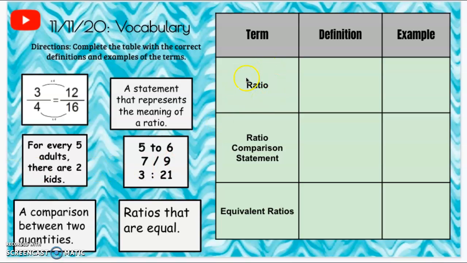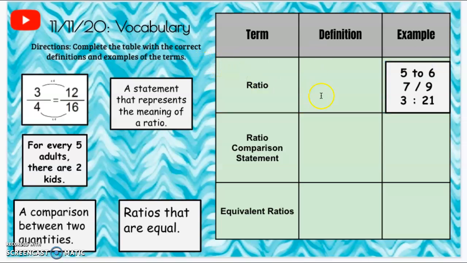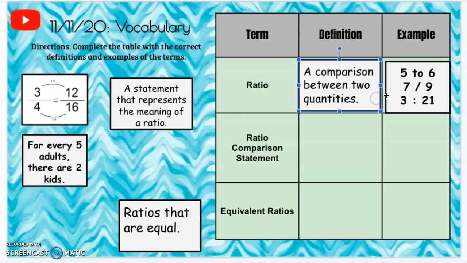Ratio. Well, I know right away that an example of a ratio right here is 5 to 6, 7 with that slash to the fraction portion, and then 9, and then 3 to 21. So I know that is an example of ratios. So I'm going to move that to our example there. So a ratio, let's see, ratios that are equal, not necessarily the statement, not necessarily. How about a comparison between two quantities? Yeah, it's our comparison between two quantities.